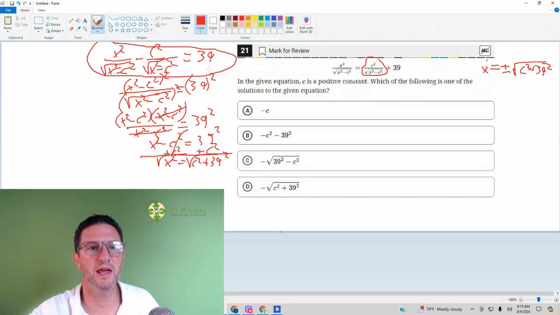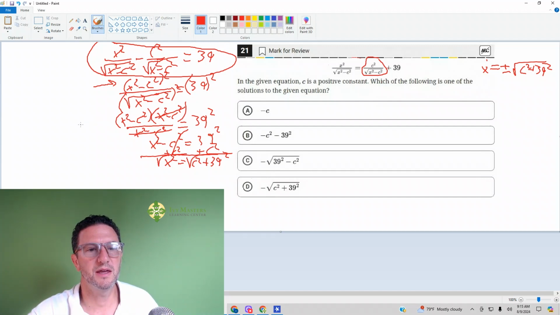And then after that, since I have the same denominator on the left, I can just write it as one denominator, with x squared minus c squared on top over the square root of x squared minus c squared. And then I've got to get rid of the square root. So what do I do? I've got to square everything. So I square the top, I square the bottom, and I square the right.